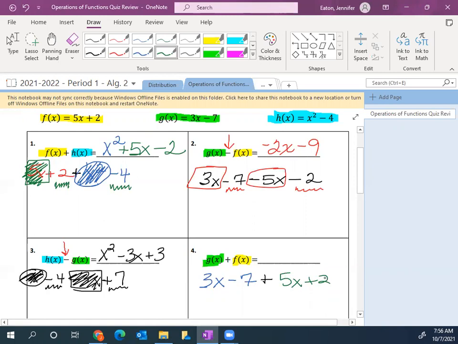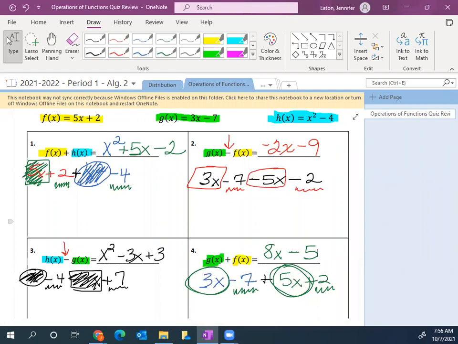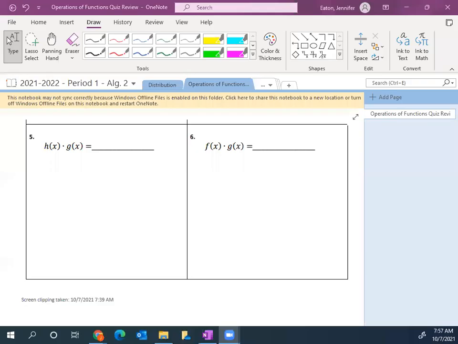And the addition is really easy because at that point, all you have to do is collect your like terms. So we've got 3x and we've got 5x. They both have x's, so they're like terms. 3 plus 5 is 8, so 8x. And we have minus 7 and plus 2. So negative 7 plus 2 is minus 5. So that's your answer when you combine those like terms.